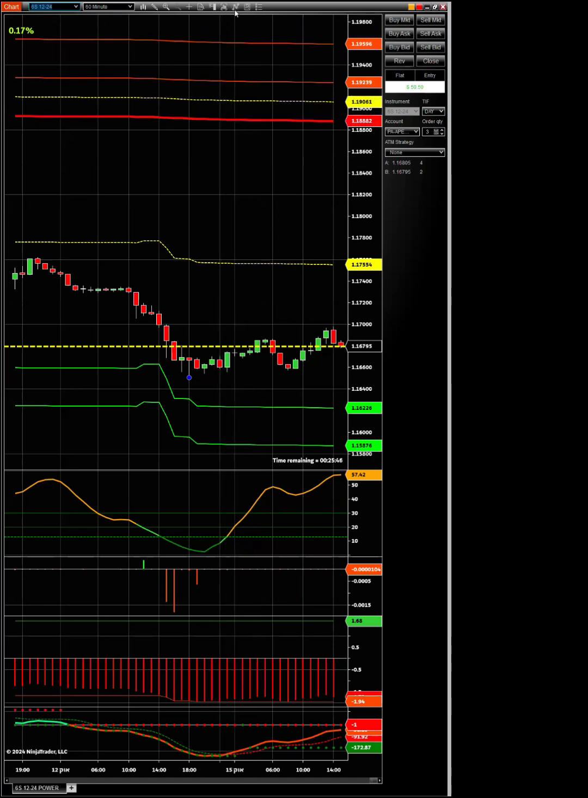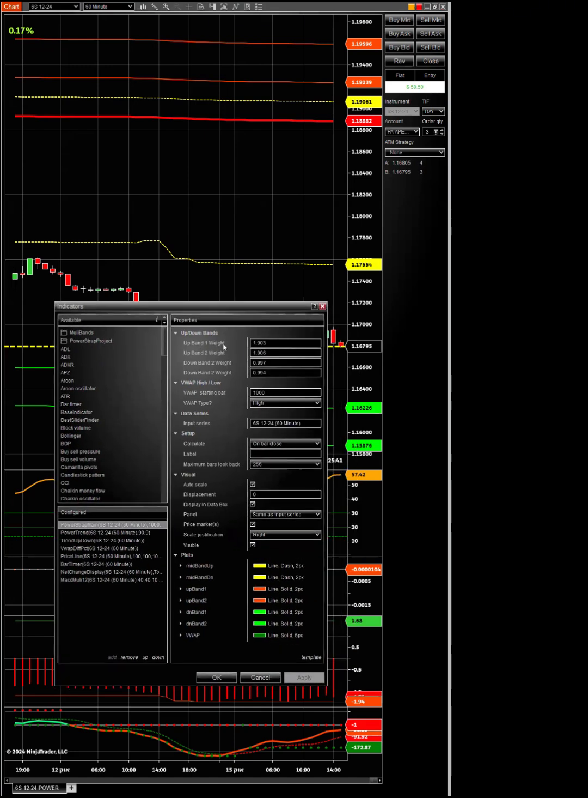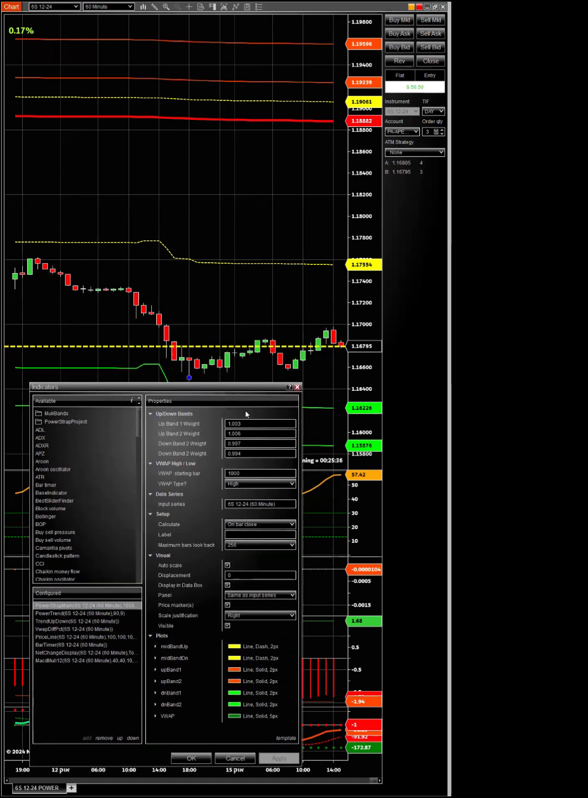Okay. When you push the indicators, you can see you have up band 1 weight, up band 2 weight. If it's currencies, I'm changing the number to 1.001 and 1.003. Only if it's currencies or bonds. If it's indexes and commodities, it's going to be 3 and 6 here. Okay. Write it down, Titer. Just write it down so you don't forget.